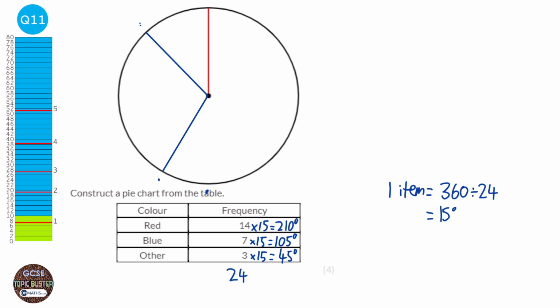And then we're just going to check the last angle. And so if I put my protractor on it, it is 45 degrees. Perfect. Now, an important step to not miss is you need to label them. And so the first one is red, the second one is blue, and then the final one is other.